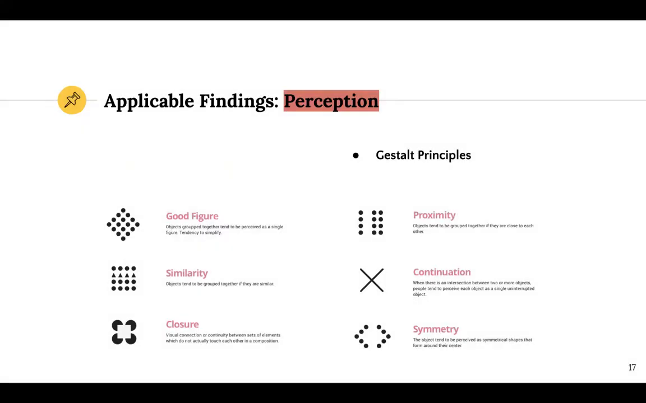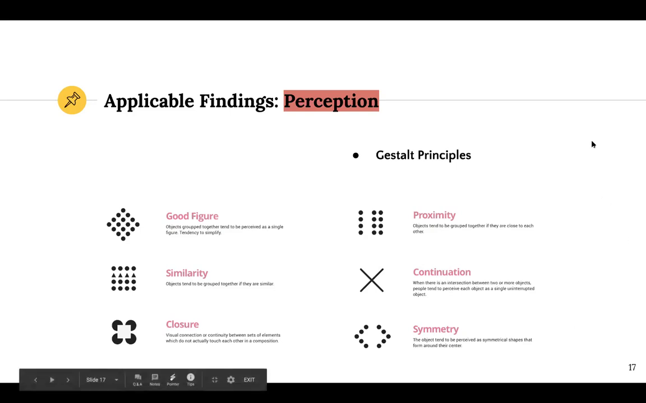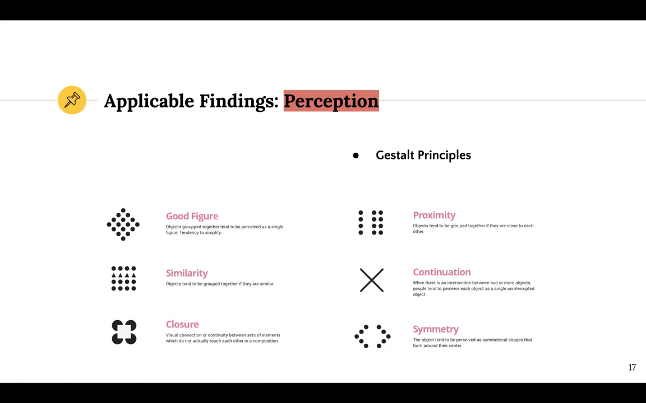This third bucket is perception. And the first thing I'm going to mention are Gestalt principles, which are principles of perception that were created by German and Austrian psychologists. And these are the 6 principles. The first is good figure. Objects grouped together tend to be perceived as a single figure. So you see the circles are grouped together in a certain way that makes them look like a diamond. So we humans have a tendency to simplify.